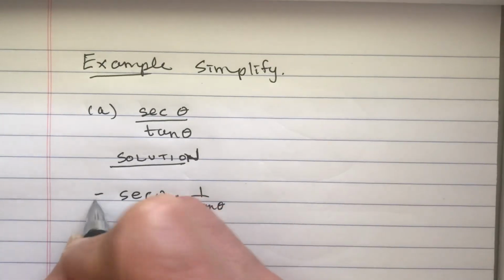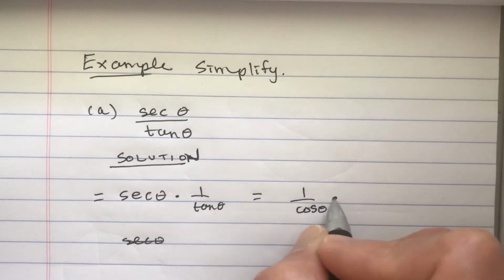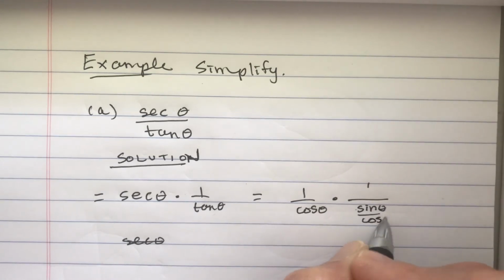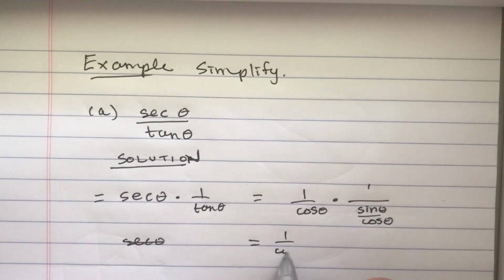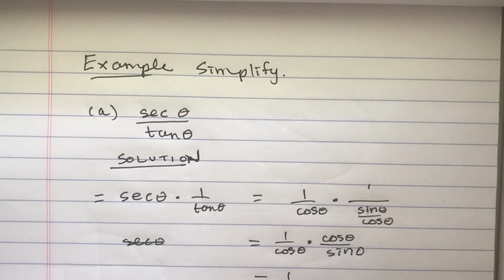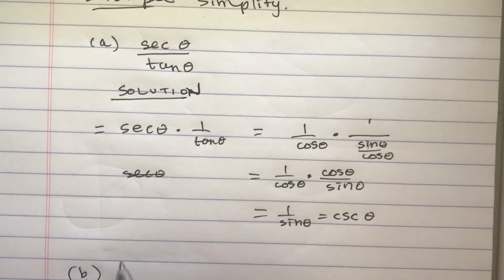So this is going to be 1 over cosine theta times 1 over sine theta over cosine theta. And so that's on the denominator. So this guy's in the denominator, so I'm going to write this as cosine theta over sine theta. And those cancel out. That gives 1 over sine theta, which is cosecant theta. So, yeah, there's busy work like that. It's sort of fun, though.